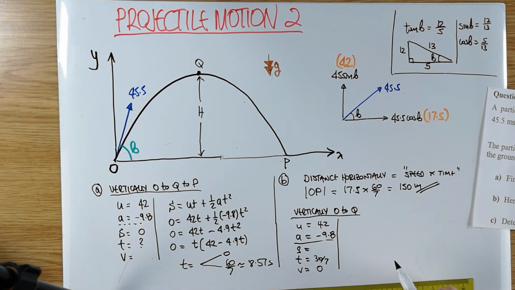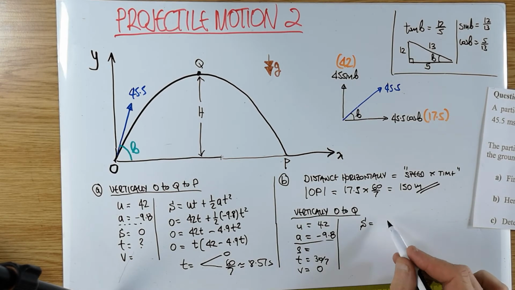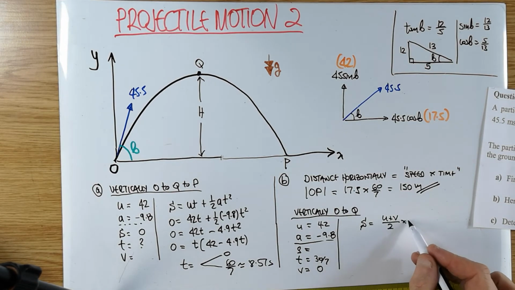I can use whatever I want in there. The easiest one, you can use V squared is equal to U squared plus 2AS. You can use S is equal to UT plus 1/2 AT squared. You can even use this one, which is not often used: S is the average of the two velocities multiplied by the time.